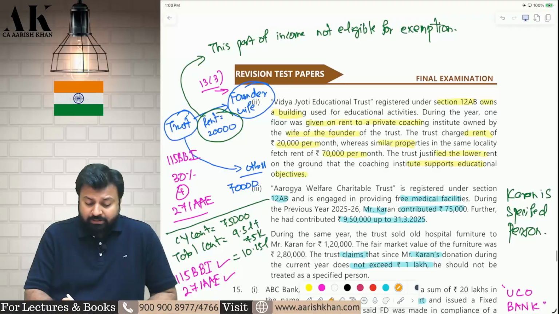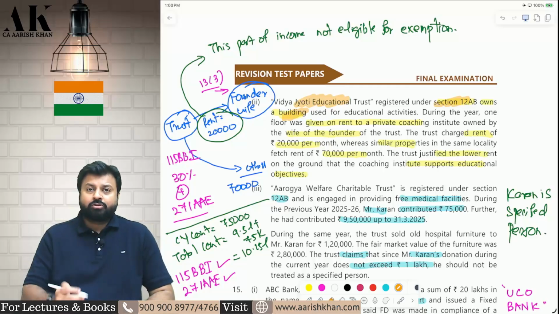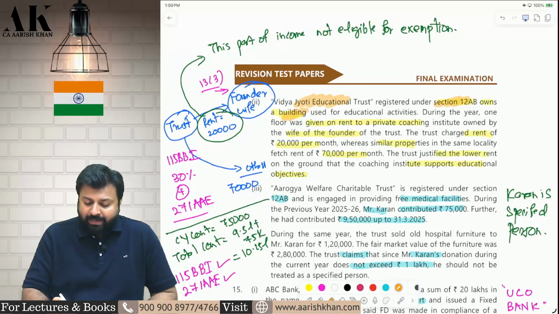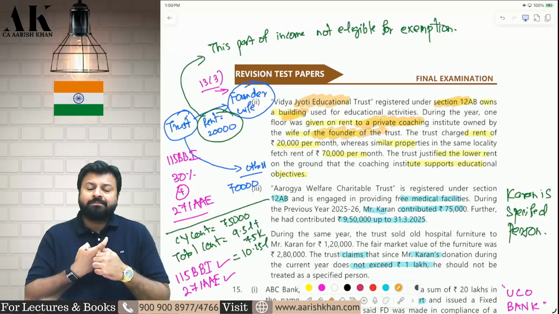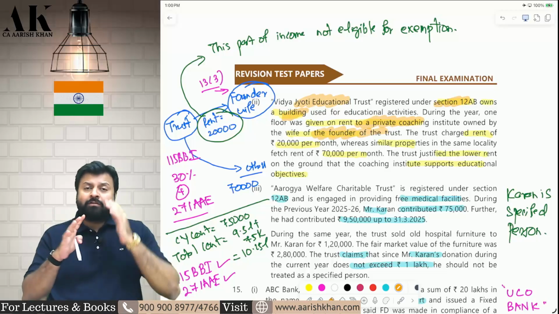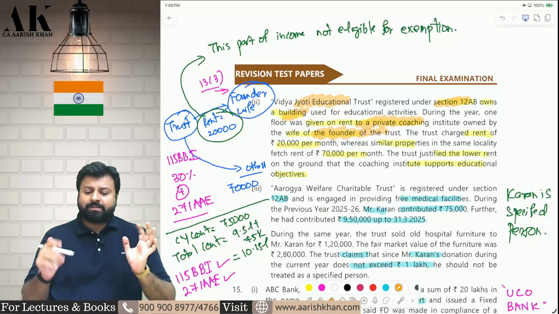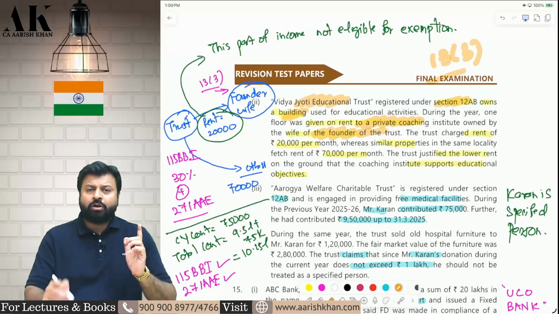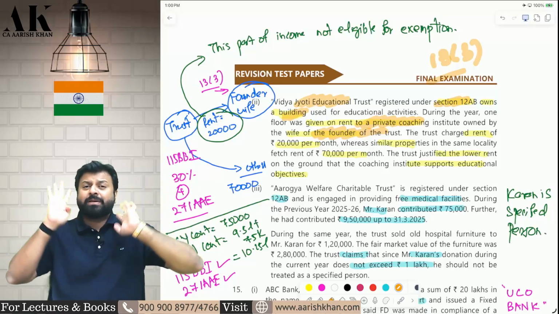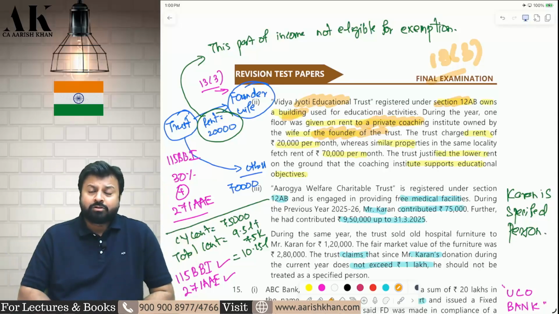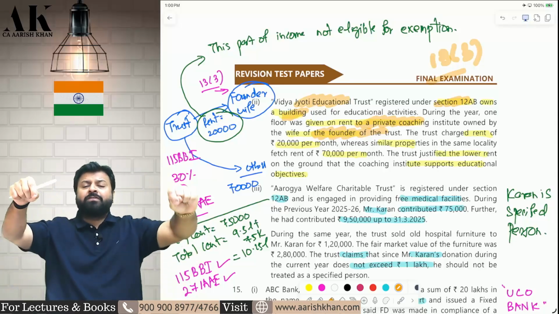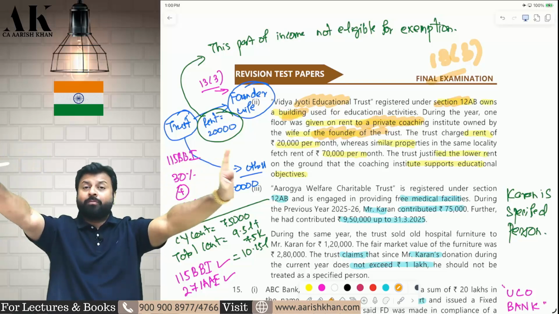Next trust, Jyoti Vidya Jyoti Educational Trust, registered under 12AB. They own a building. Now they are giving this building on rent to a private coaching institute, which is owned by the wife of the founder of the trust. The wife of the founder of the trust is considered a specified person under section 13(3). Now, you cannot give unreasonable benefit to a specified person. So if you are giving that building on rent to the wife of the founder, it is okay. There is nothing wrong, but give it at market value.